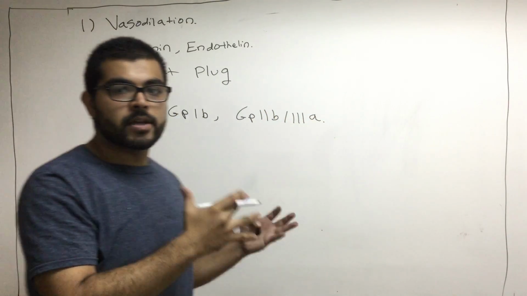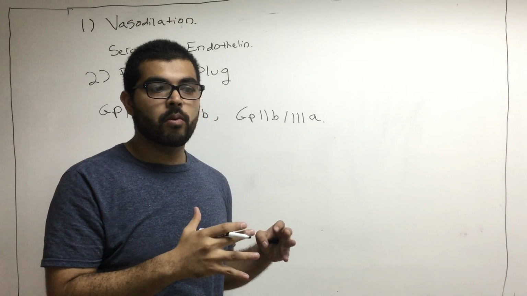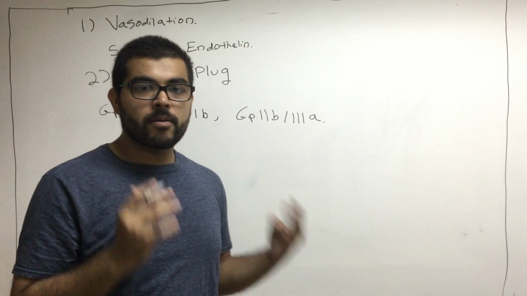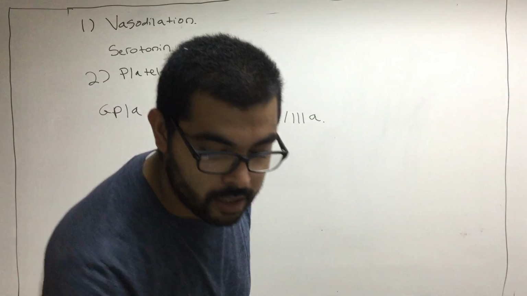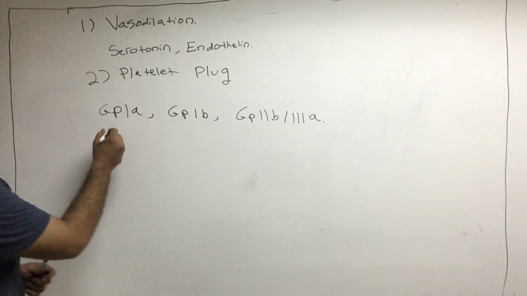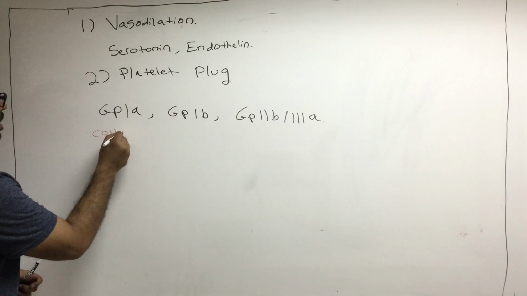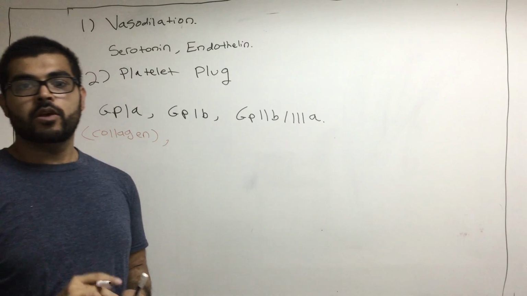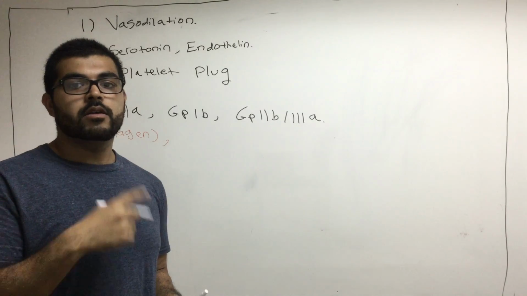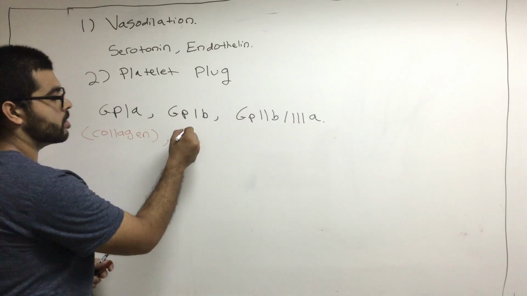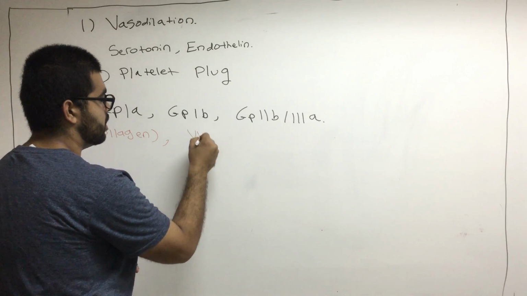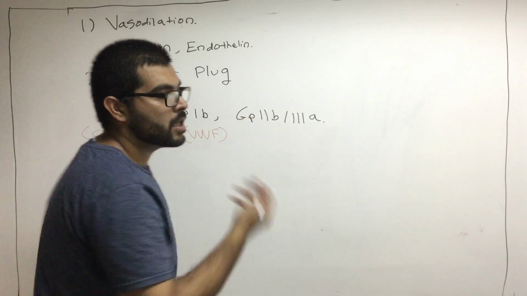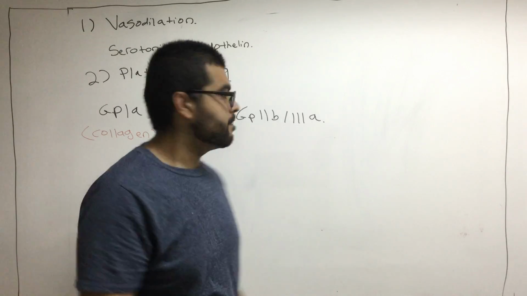Now, each of these is very important. It binds to certain things, and you have to know which glycoprotein, what it binds to, right? So your GP1A is very important. It binds to collagen. That's the main thing. GP1A, collagen. What about our GP1B? Well, GP1B binds to our von Willebrand factor. So in short, it's going to be VWF. And GP2B3A binds to fibrinogen.